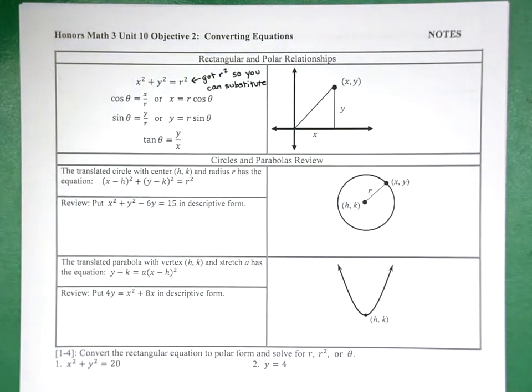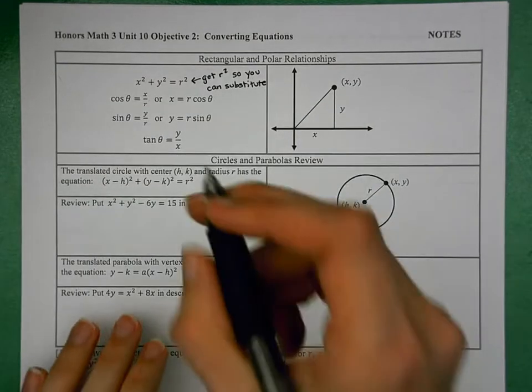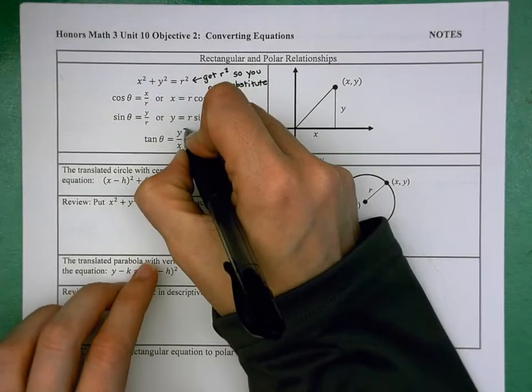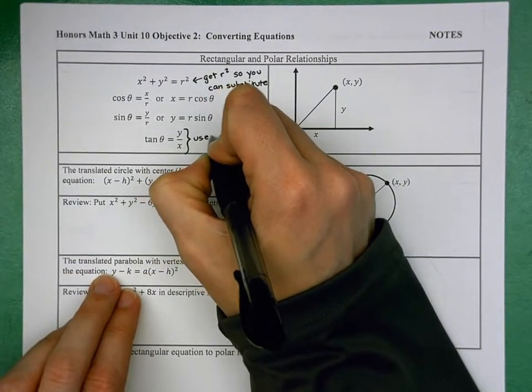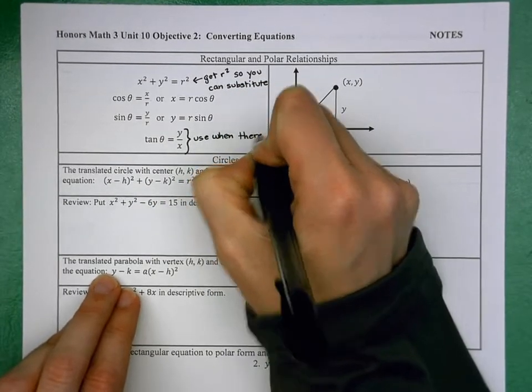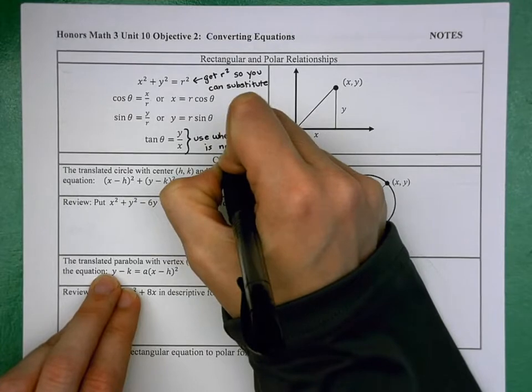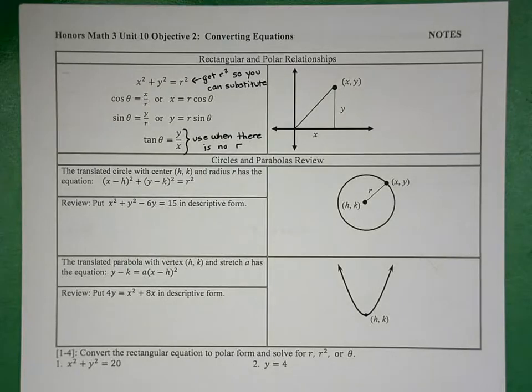Similarly, tangent theta equals y over x. We use that especially when converting from polar into rectangular, because we'd usually use this when there is no r. So potentially you've got some sort of equation that relates cosecant theta or something along those lines. And again, you'll see this later, but we use that one especially when there's no r.